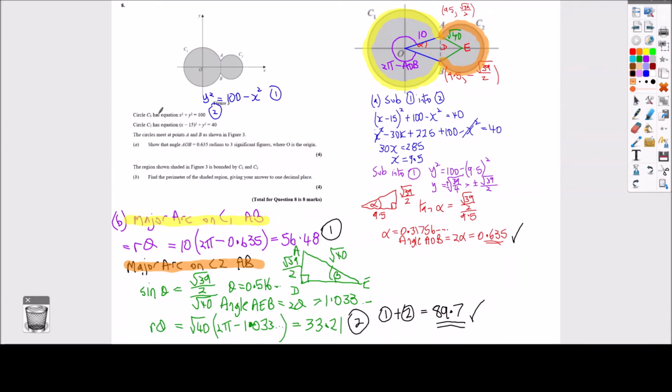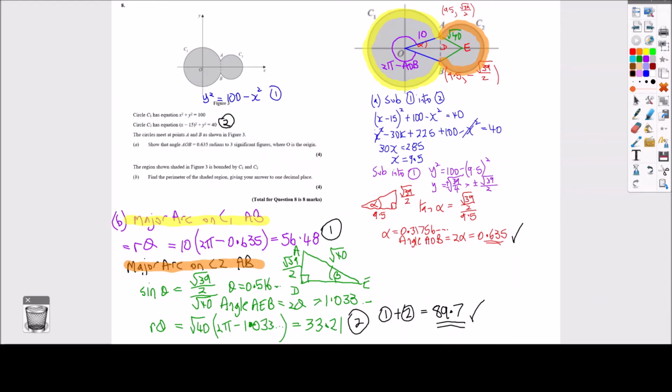So over here on the left, I've rearranged C1 to make y squared the subject. y squared equals 100 minus x squared, which I'm calling equation 1. And then I'm substituting that into equation 2. Yeah, that's not very clear. Equation 2 is actually the lower one, isn't it? Equation 2 is this one here. I think my slides just slipped.